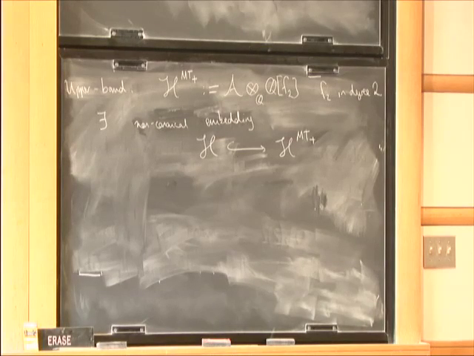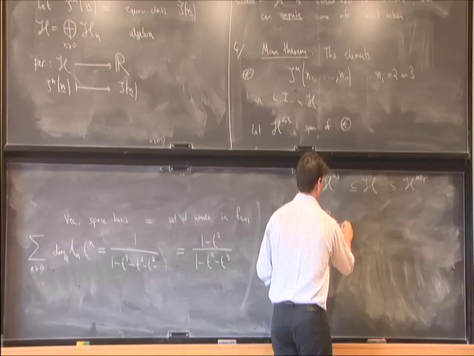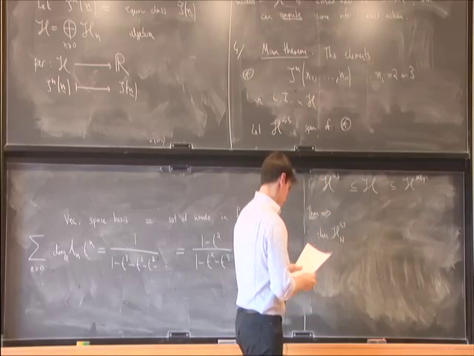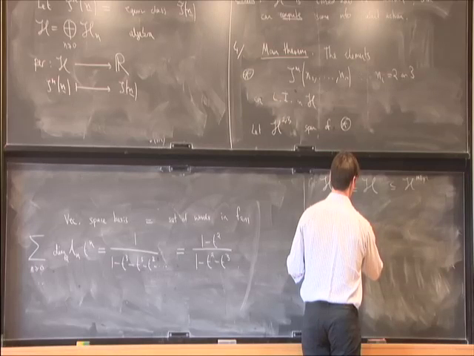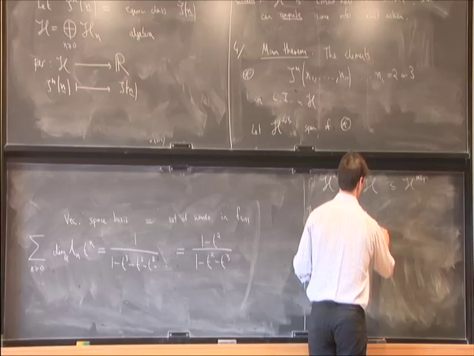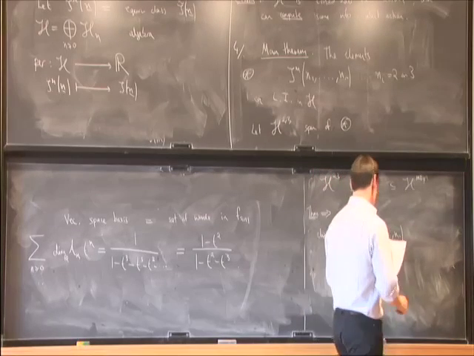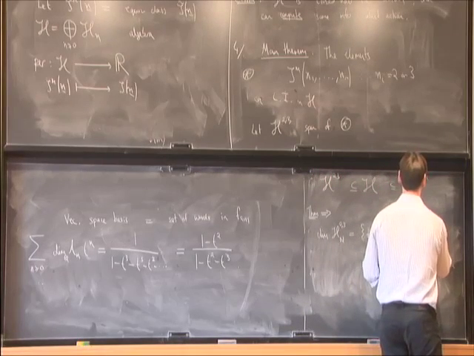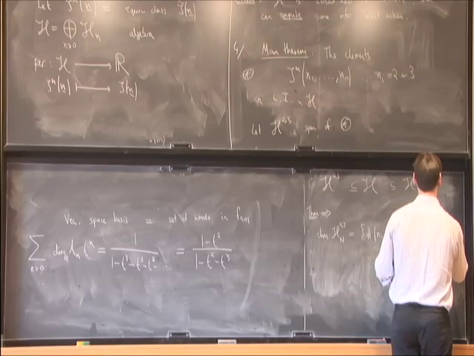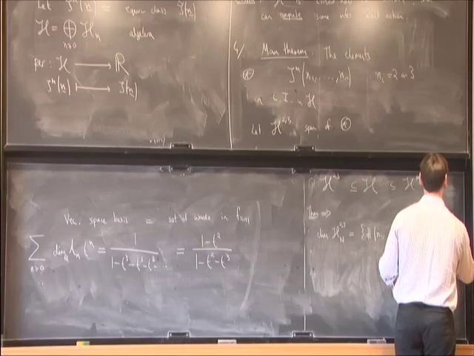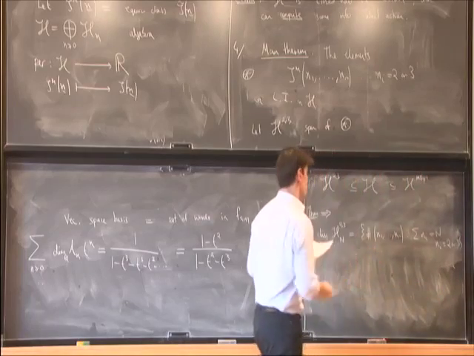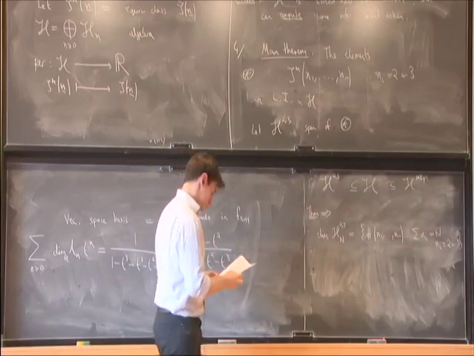Then the main theorem implies that the dimension in degree n of H23 is exactly equal to the number of ways of writing the weight n as a sum of indices n_i, where n_i equals 2 or 3. That's just precisely saying that these elements are linearly independent.